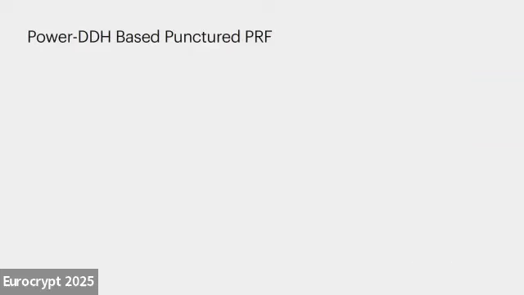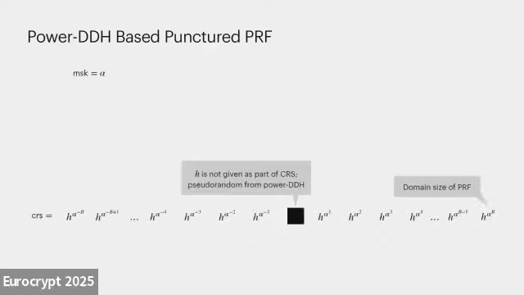Okay, the final component I need to show is the PAR-DDH-based punctured PRF, which is one of the main contributions. The PAR-DDH-based PPRF has a CRS, which essentially consists of the powers of a random group element and a random exponent. So we have h to the alpha minus b through h to the alpha to the b, except we don't give h. So we have a hole in the middle where we don't give h to the alpha to the 0, or h, and we give everything else.